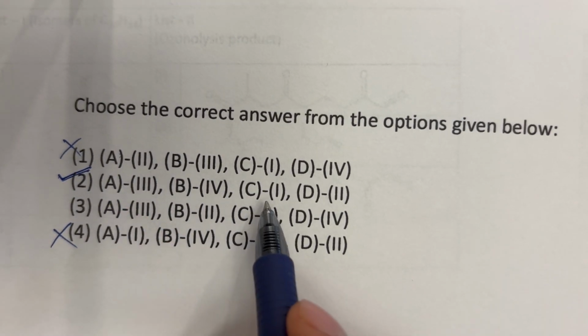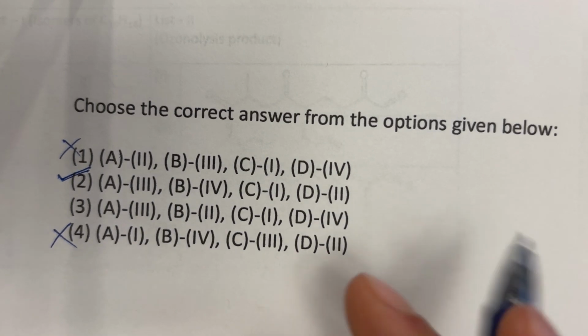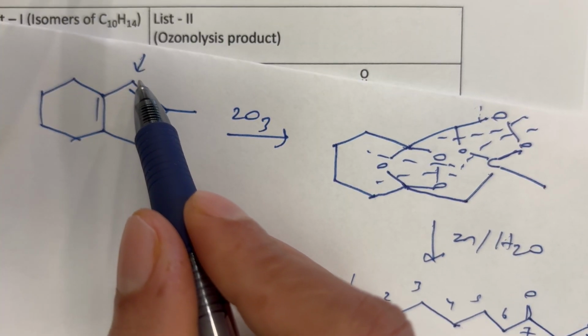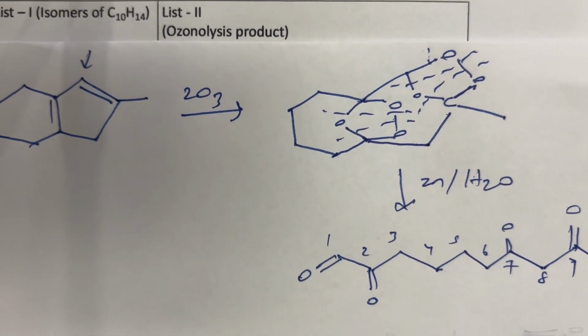You can work out the remaining 2 things yourself. Okay, that would be an exercise. Here we have a hydrogen atom, then you will get an aldehyde. That's the key point that you should keep in mind.